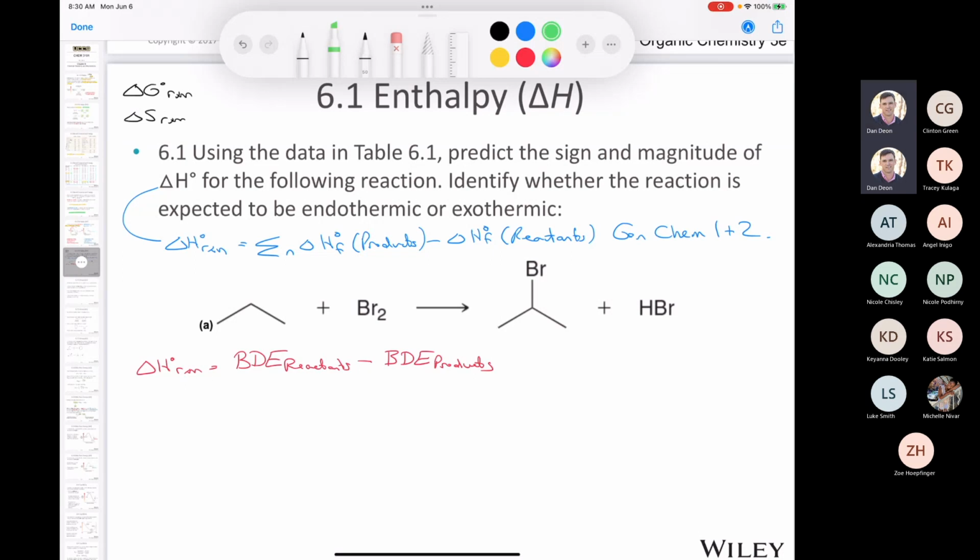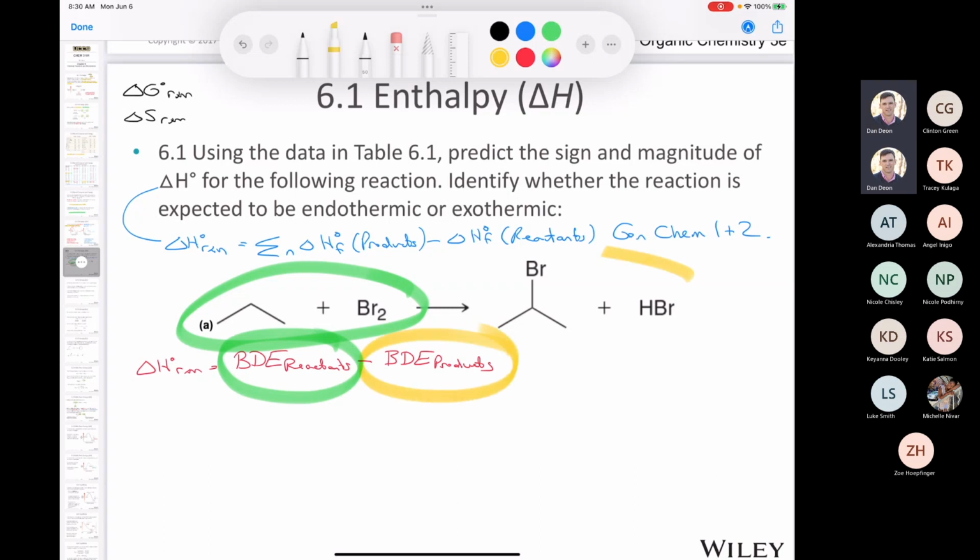This, my friends, is the only formula you're ever going to see in any chemistry class, unless there's something in the 3000 level and above, that's reactants minus products. And I'll explain why it is that in a second. So what we're going to do is look at all the bond dissociation energies for our reactants, and then we're going to subtract the bond dissociation energies of the bonds formed in our product.